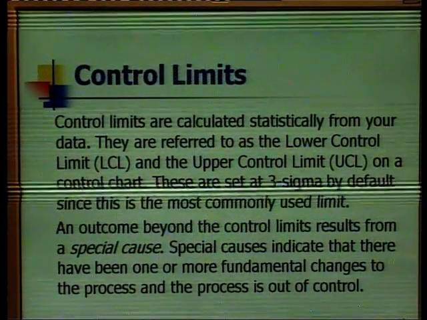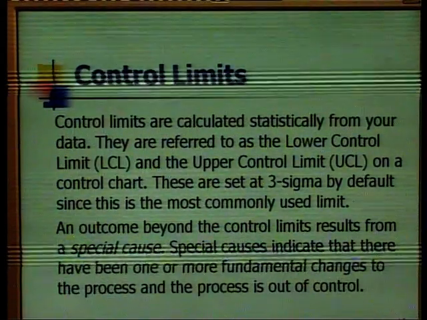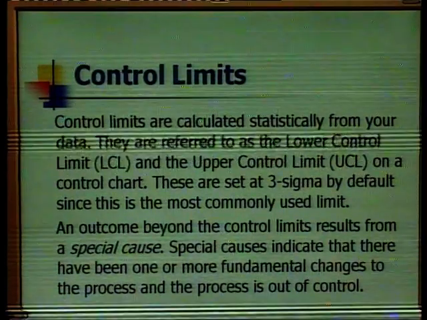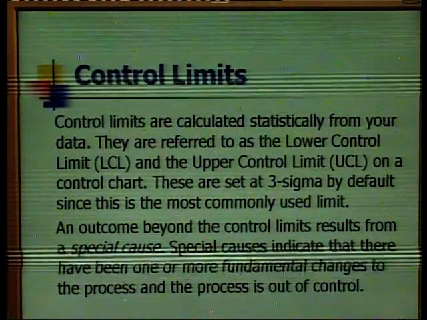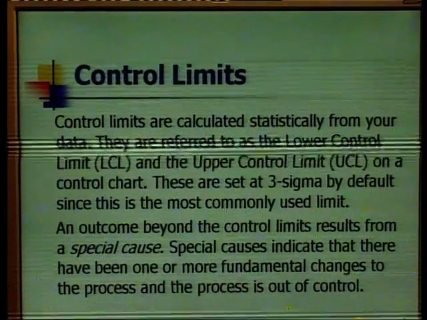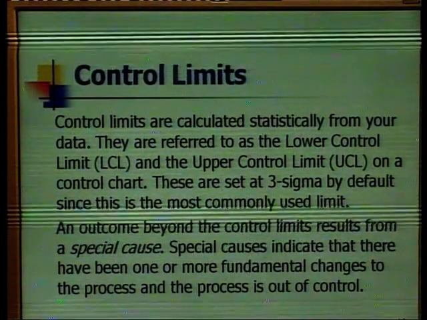Now, how are control limits generated? The control limits are calculated statistically from the data which we provide. These are referred to as the lower control limit, which is LCL, and the upper control limit, which is UCL, on a control chart. These limits are set 3 sigma apart by default.